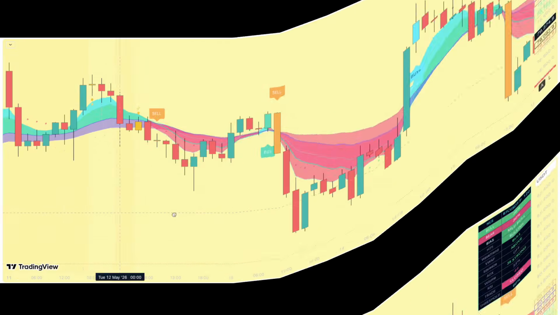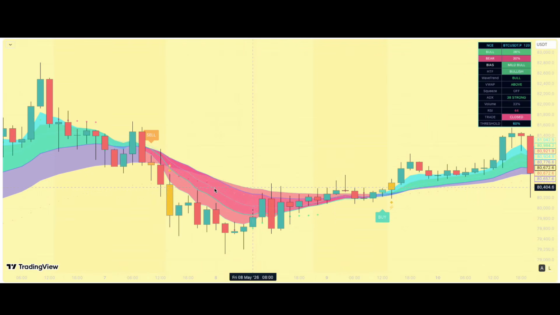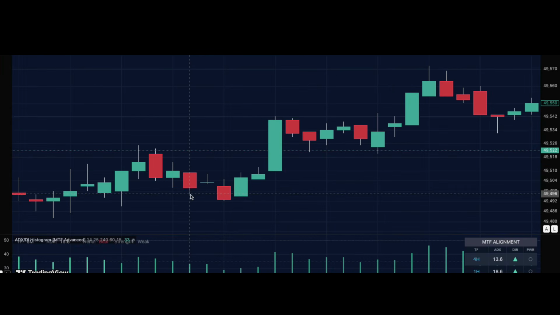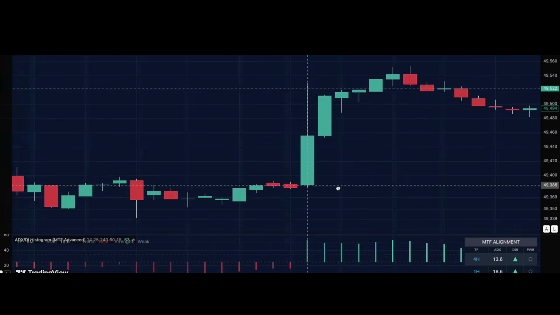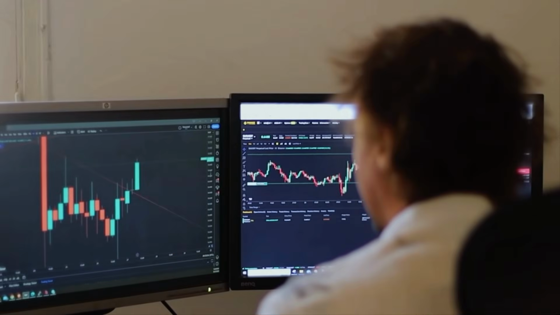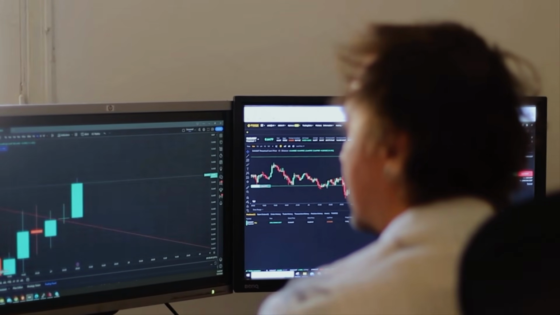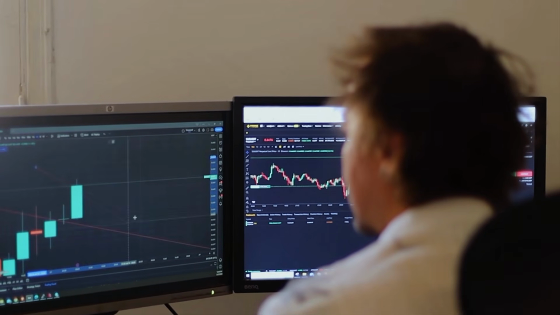Think about it. Two traders can use the same indicator, yet get completely different results. Why? Because one follows a process, while the other follows emotions. The goal is not to find a magical indicator. The goal is to build a repeatable system that helps you make better decisions consistently.